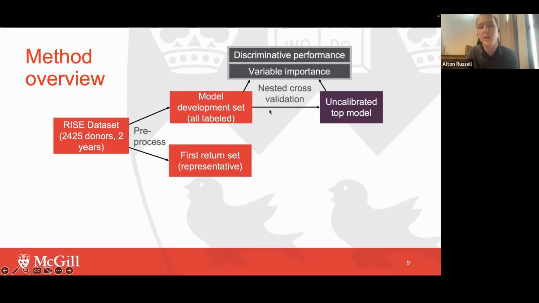So with the model development set, I use nested cross-validation to generate the machine learning model that's uncalibrated. With this uncalibrated model, we can measure its discriminative performance. So how well can it discriminate between people who are having one of these 4 outcomes? And we also looked at the variable importance. So which of these covariates are most important for informing the risk score?